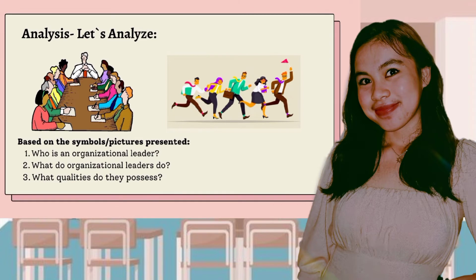Question number 2. What do organizational leaders do? Based on these images, organizational leaders lead and provide assistance and guidance to the group as a whole. Leaders must ensure that everything is in order and that it is handled objectively for the group's success. Finally, on the last question, what qualities do they possess? From the pictures presented, these leaders possess the following: integrity, accountability, empathy, humility, resilience, vision, influence, and positivity.